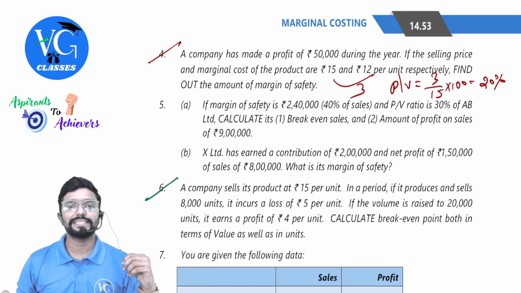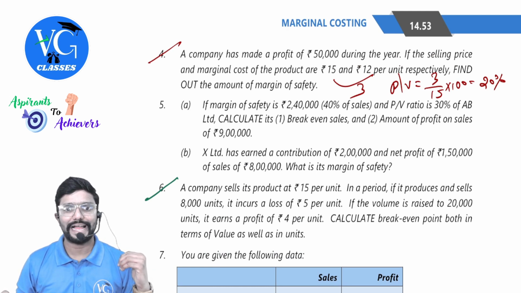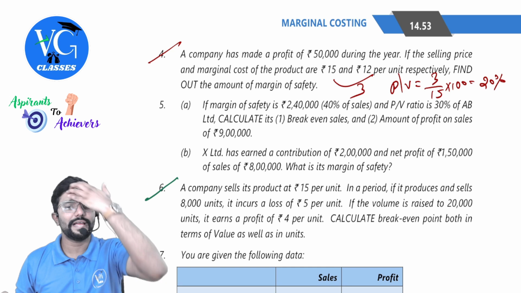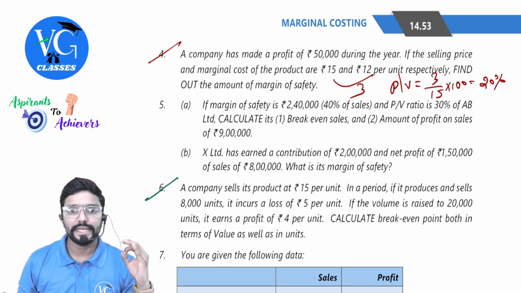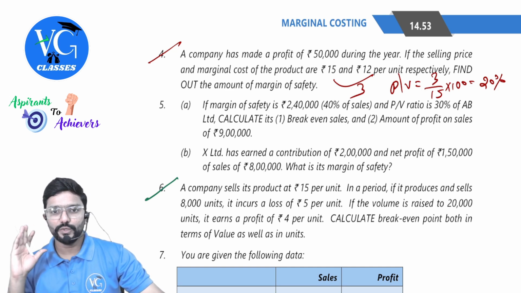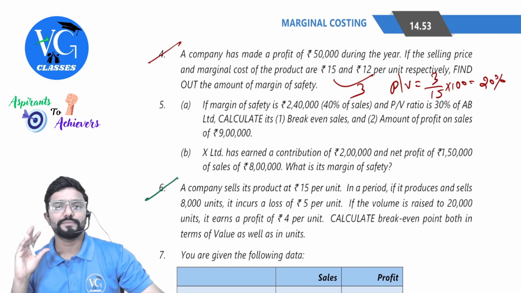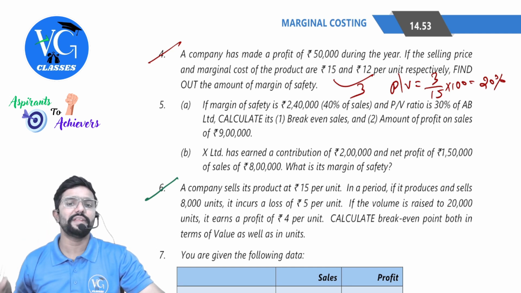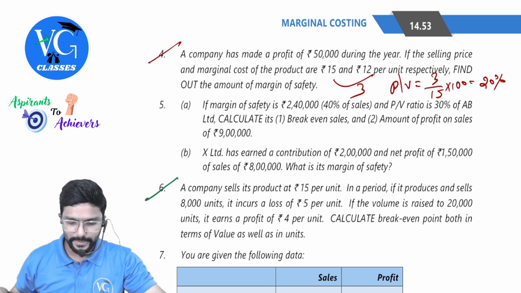There is one more sub question there. X Limited has earned a contribution of 2 lakh and a net profit of 1,50,000 on sales of rupees 8 lakh. What is its margin of safety? Contribution 2 lakh, net profit 1,50,000, for sales of 8 lakh. What is its margin of safety? Guys, can we calculate PV ratio? Yes, 2 by 8.